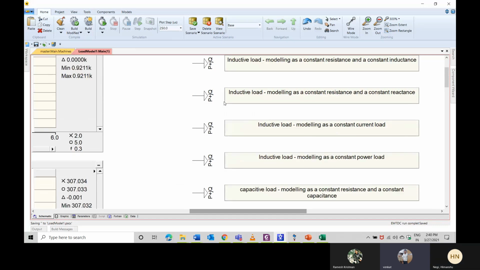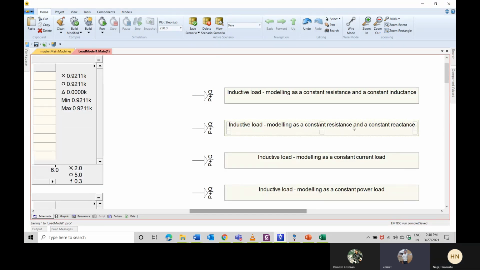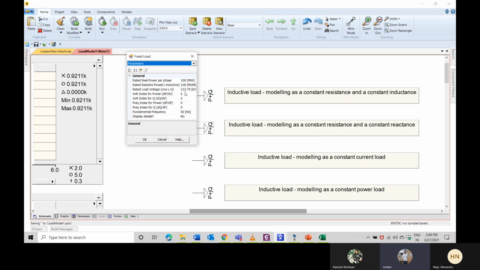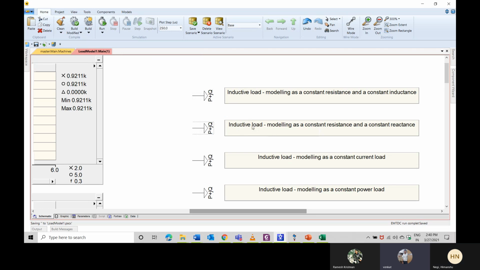The next one is the inductive load modeled as constant resistance and reactance. How to model this inductive load? You put basically a square. Resistance and reactance come with impedance, right? I have to put 2 2 here. And the same I have modeled with the capacity load also.